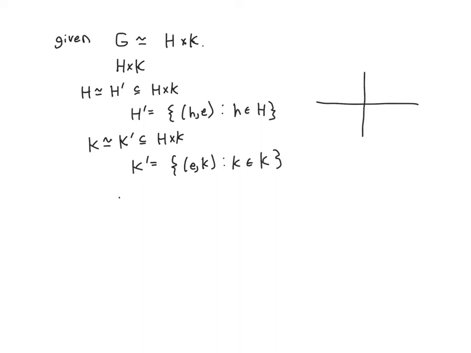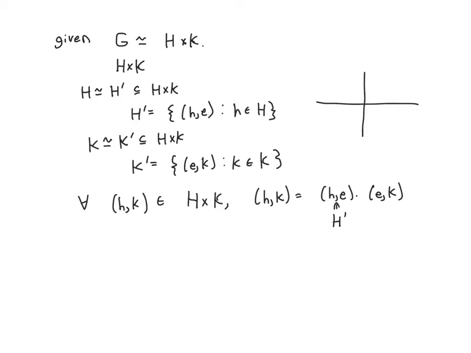Namely, for any element in the direct product, you can certainly rewrite it as a product as follows: H times E times K. In other words, it factors as an element in H prime times an element in K prime.